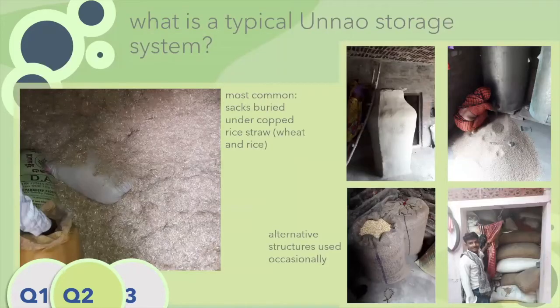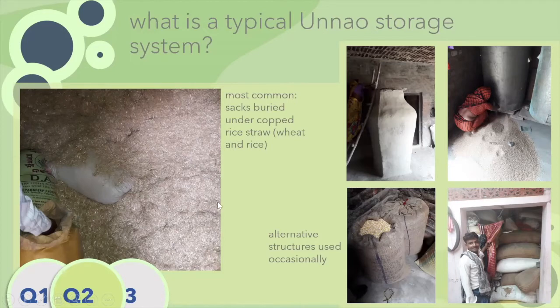So in this district, we were focused in the post-harvest context. And so I think it's valuable to give you all an idea of what the typical Unnao storage system looks like. The most common method used to store grain in Unnao is by burying sacks of predominantly wheat and rice under haystacks of chopped rice straw.